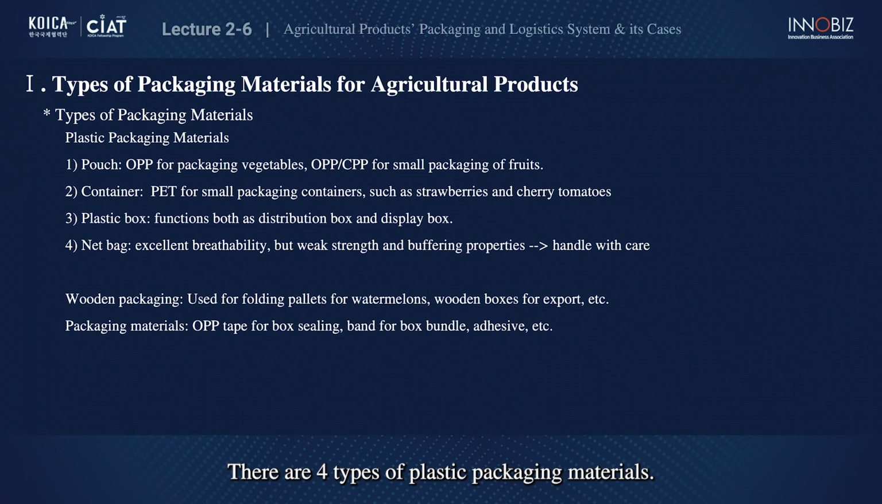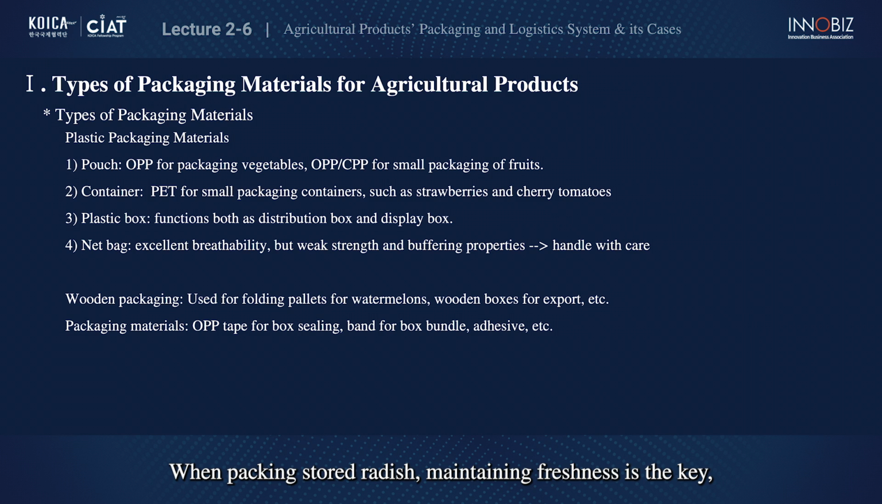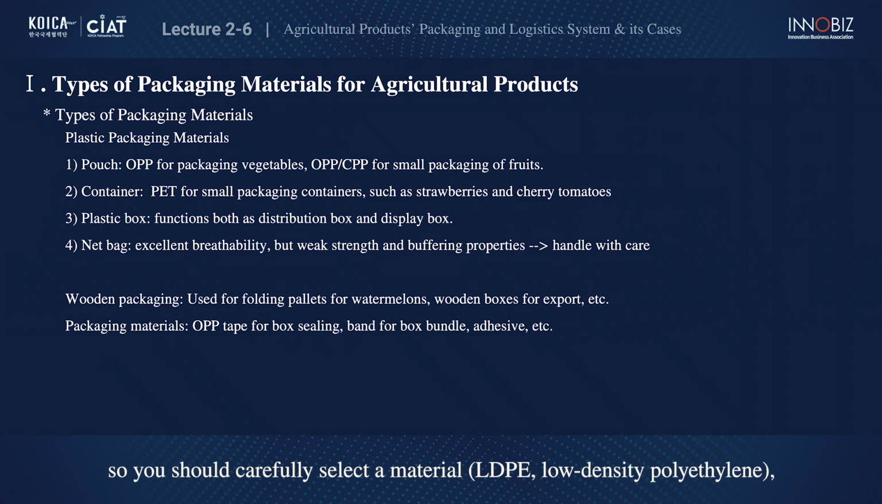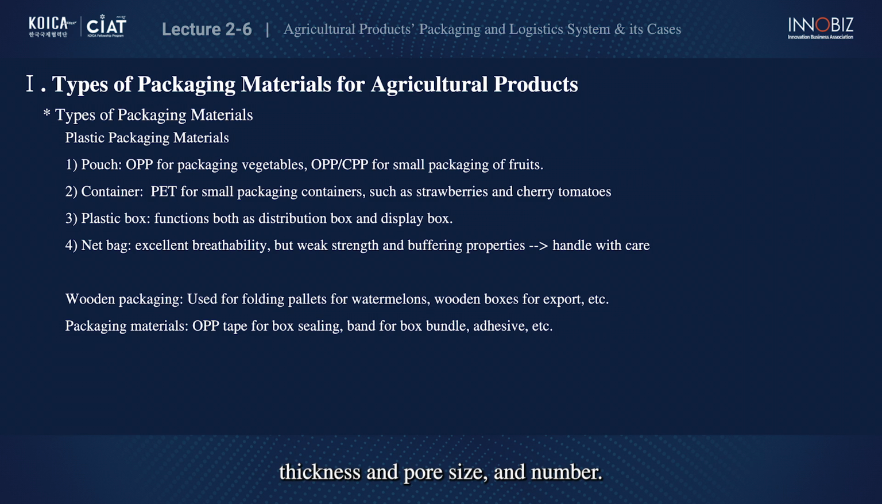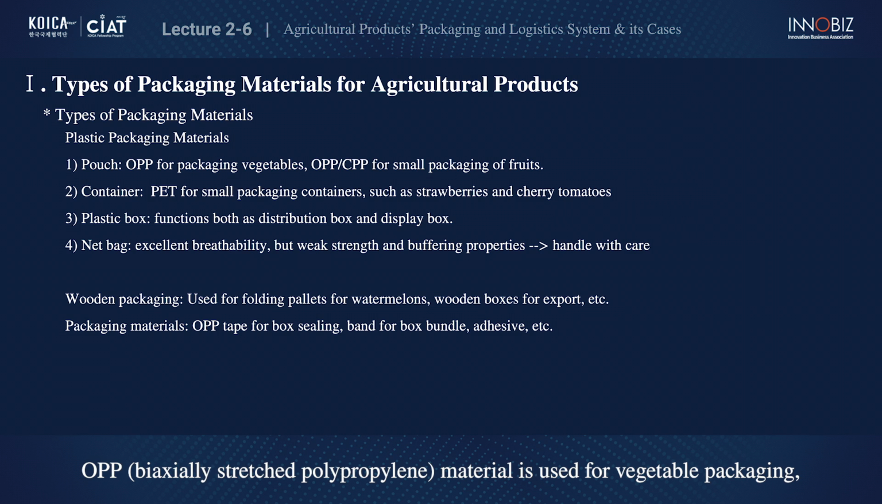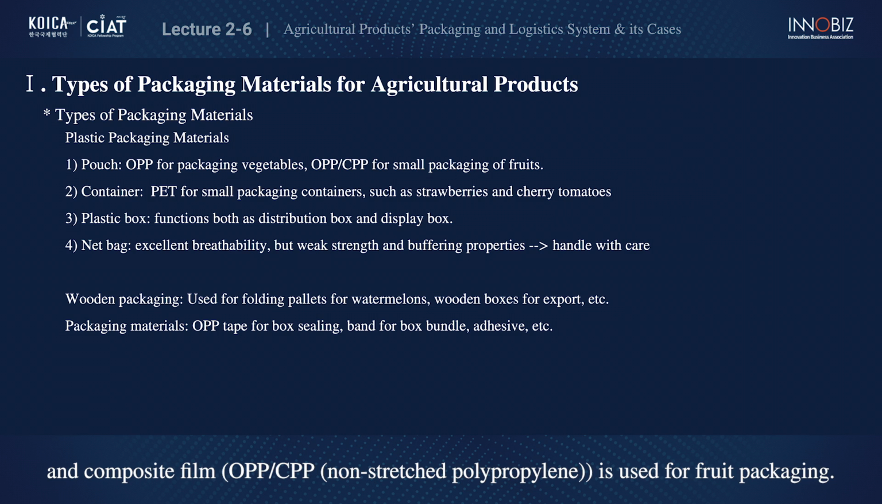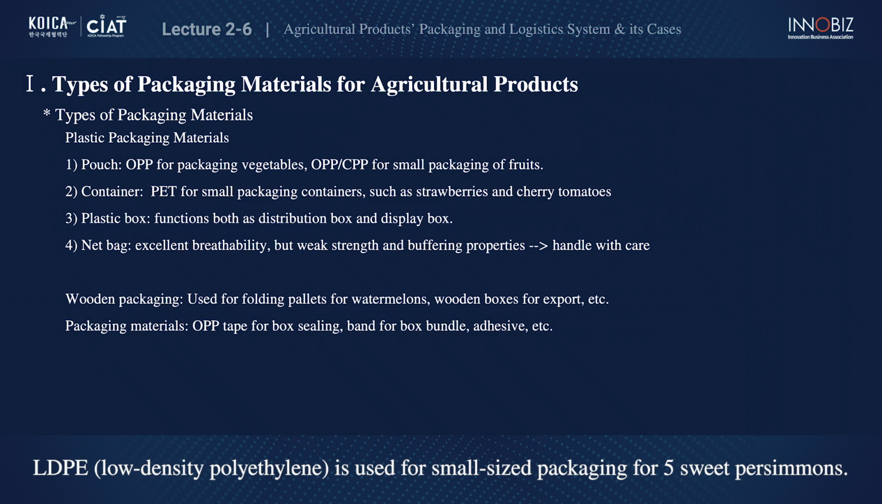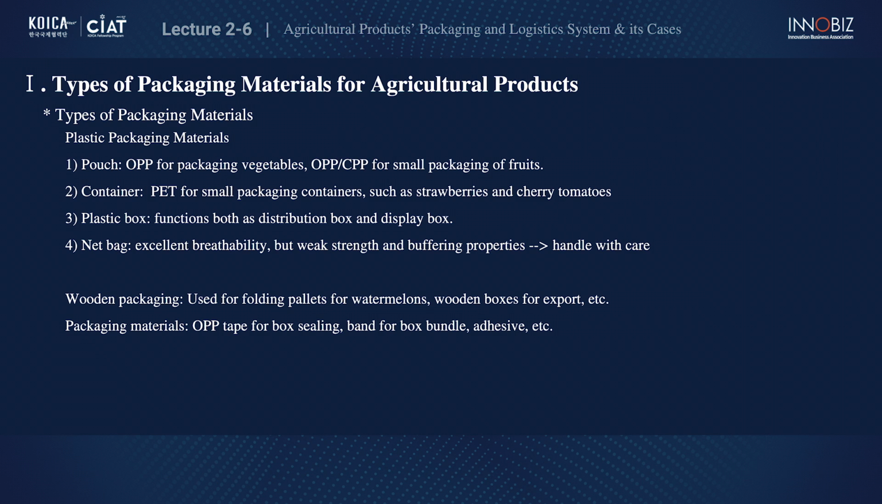There are 4 types of plastic packaging materials. Pouch. When packing stored radish, maintaining freshness is the key, so you should carefully select a material, thickness and pore size and number. OPP material is used for vegetable packaging and composite film is used for fruit packaging. LDPE is used for small-sized packaging for 5 sweet persimmons.